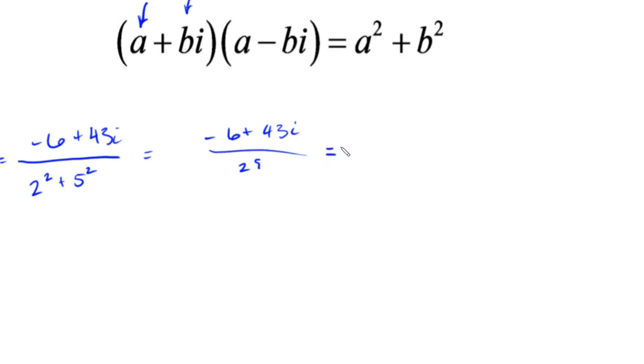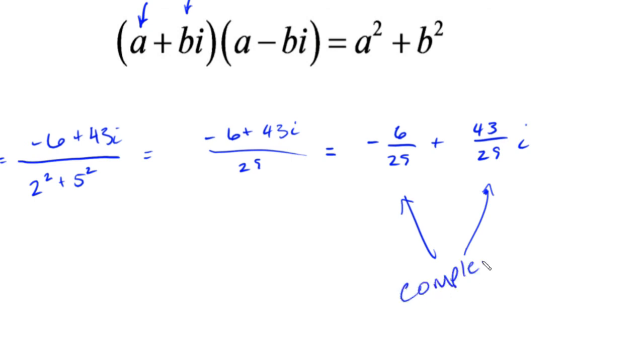If the question said to state your answer as a complex number or to simplify the problem completely, it would expect you to put the 29 underneath both of these separately. The negative 6 over 29 plus the 43 over 29i. And if you write it this way, it looks like another complex number. You've got your real part and your complex part, giving you a complex number, right? So this is the ideal method to see these answers.